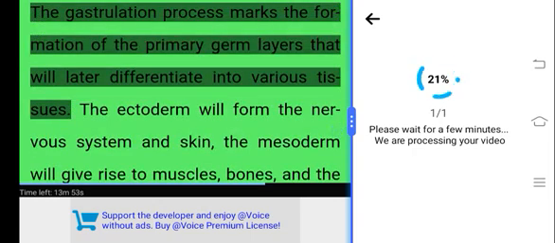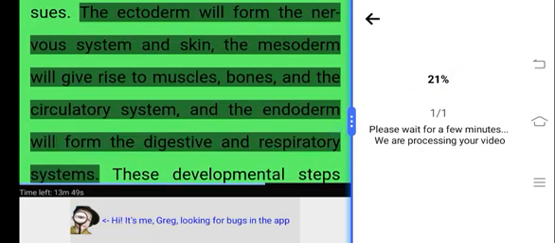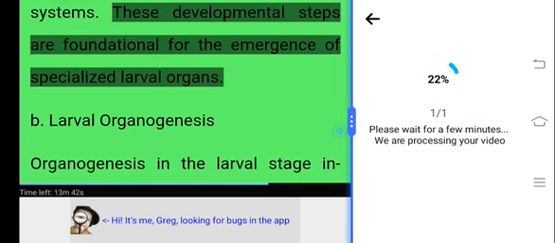A. Gastrulation and formation of germ layers. The gastrulation process marks the formation of the primary germ layers that will later differentiate into various tissues. The ectoderm will form the nervous system and skin, the mesoderm will give rise to muscles, bones, and the circulatory system, and the endoderm will form the digestive and respiratory systems. These developmental steps are foundational for the emergence of specialized larval organs.